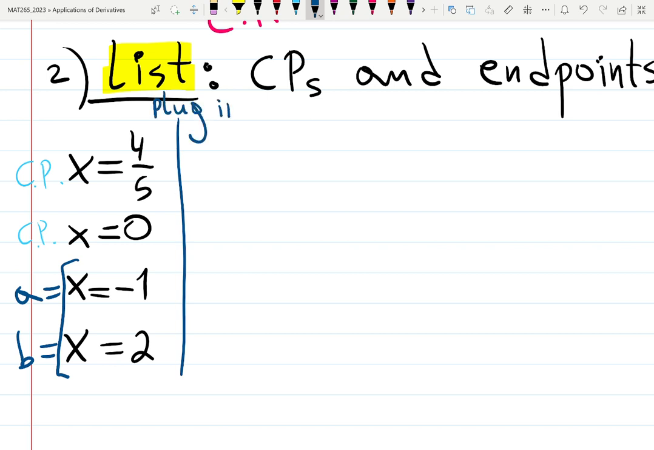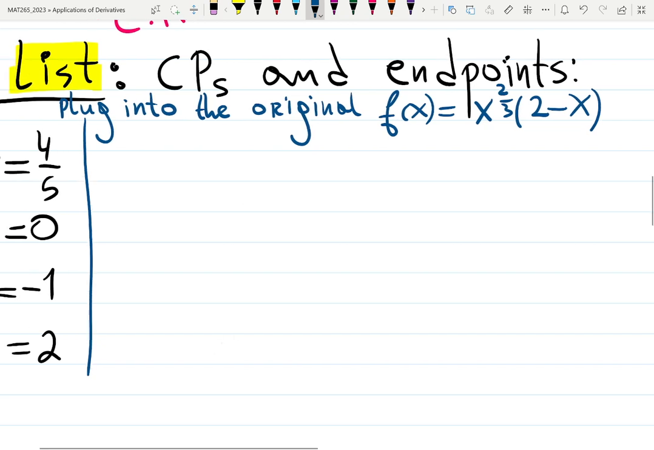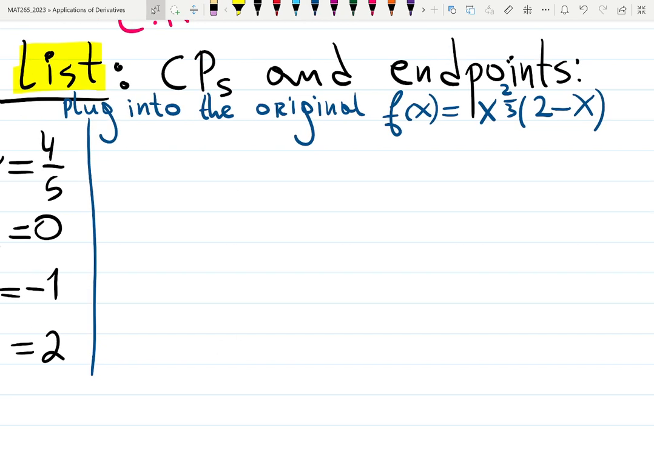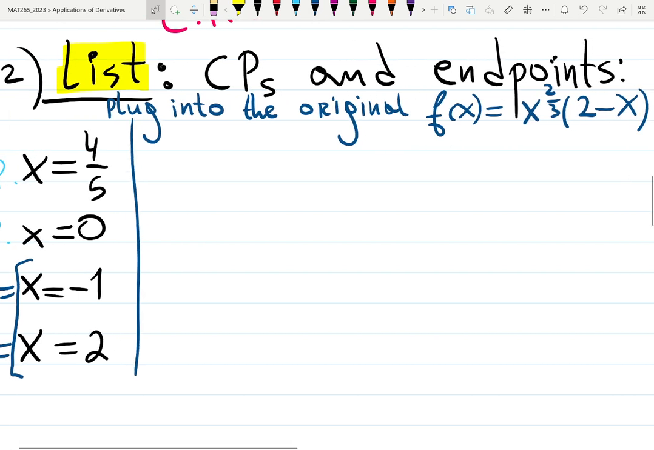Plug into the original f of x. And the original f of x was x to the 2/3 times 2 minus x. Here you go. Or you can do the non-factored form. You choose. This one is easier though. So before we start doing that, I'll just tell you the idea.